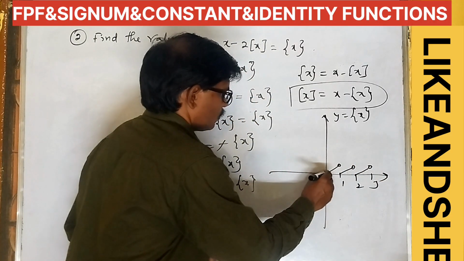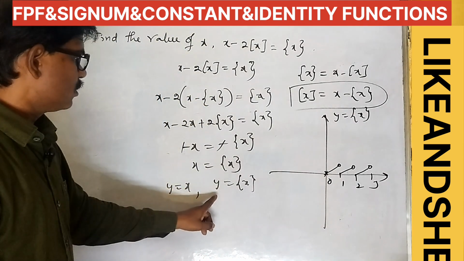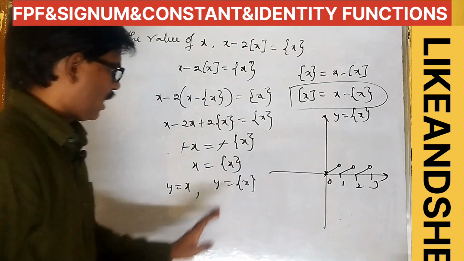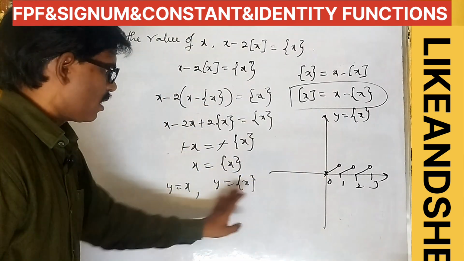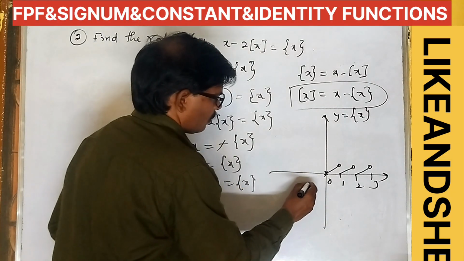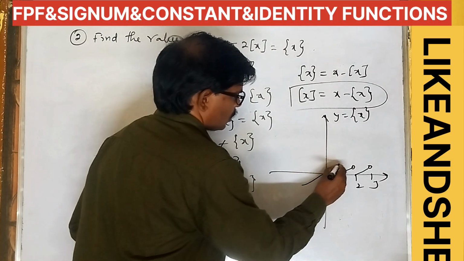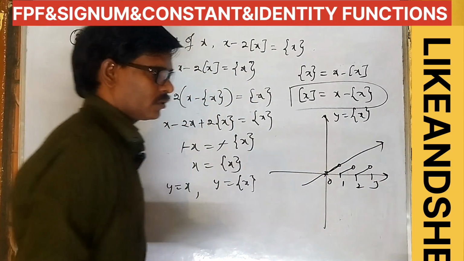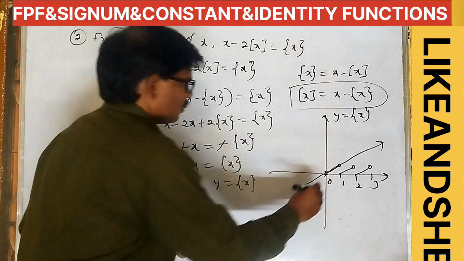This is the point. Next, x is equal to 0 and y is equal to 0, this is the only point. x is equal to 1 and y is equal to 0. All are integers only. The graph passes through this. This is the process, this is the graph. What are the solutions?